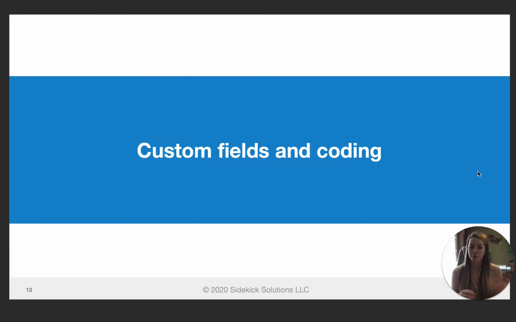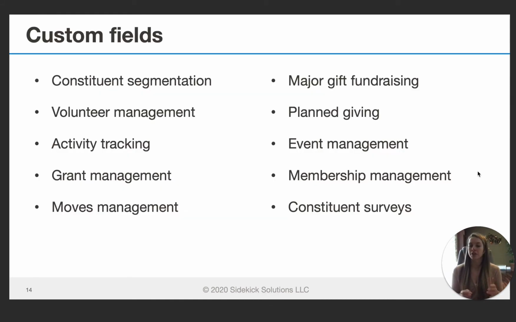And so in eTapestry, the custom fields and coding are where you accomplish this. Using user-defined fields, which are what custom fields in eTapestry are called, you can segment your data in a lot of different ways and track a variety of information. You can segment your constituents, track volunteers, grant activity, prospect activity, event management, and membership information. You can see how creating custom fields, you can really take the base eTapestry system and expand it so that it fits your organization's needs.